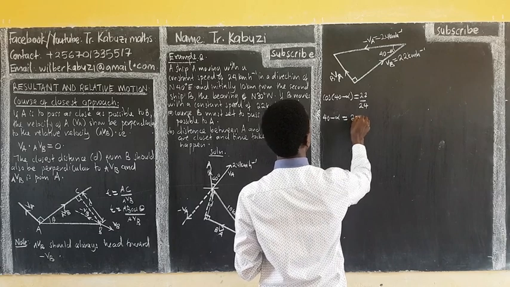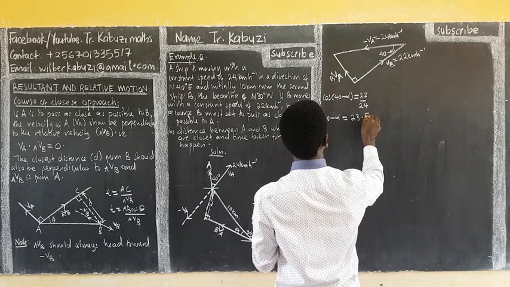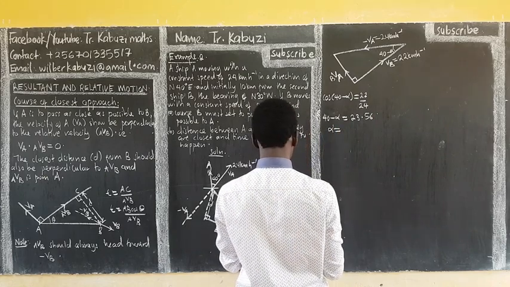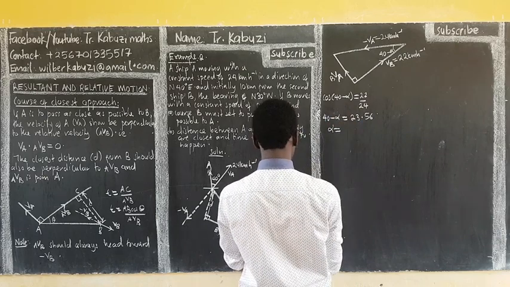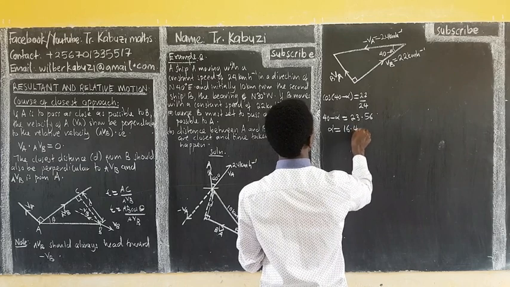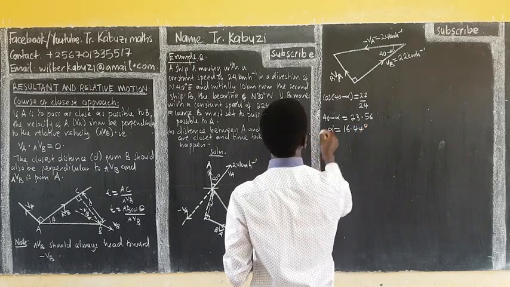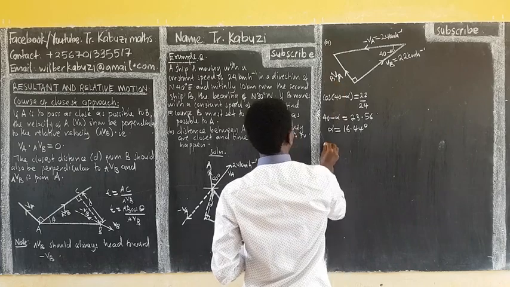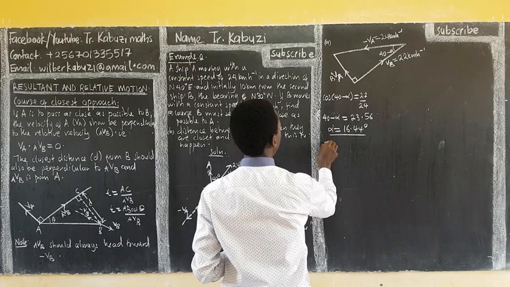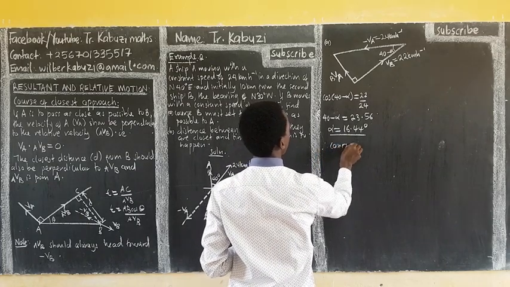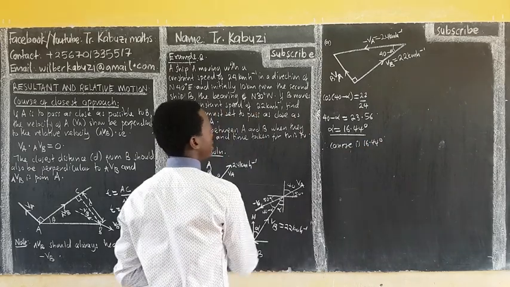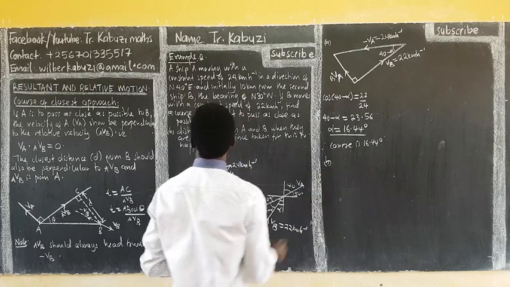So this is 23.56. Now my alpha is 40, you take this side and bring this side, minus 23.56, which is 16.44 degrees. And therefore, this is our part A. This is the angle we set from the north line. Therefore, the angle is 16.44 degrees.